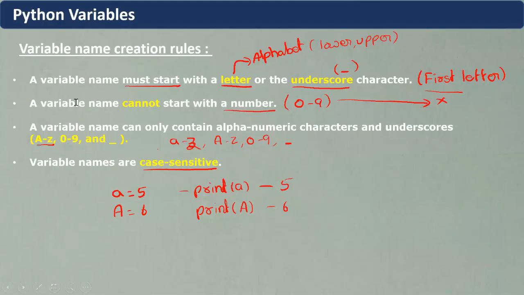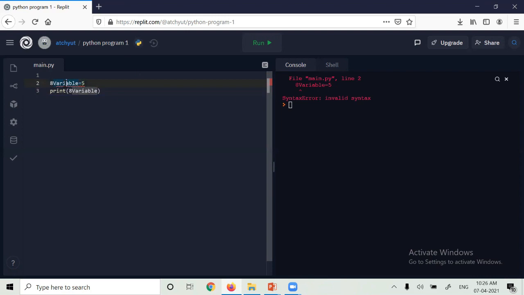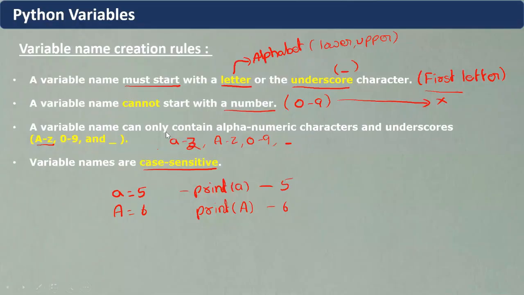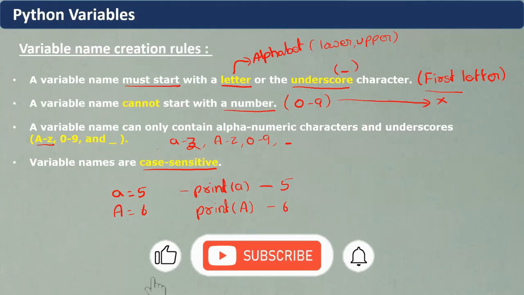Of course, in between you can have some numbers and underscores. It should not start with a number. So let us remove this one. Here the variable name, and now if you run this one, it is going to print 5. Is it clear? So first of all, try to understand these 4 steps. Keep in mind these 4 points when you are writing any variable name.